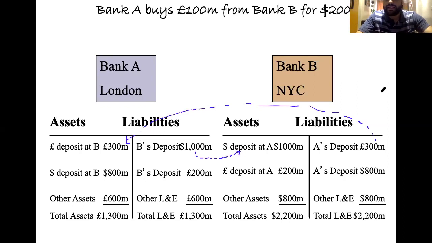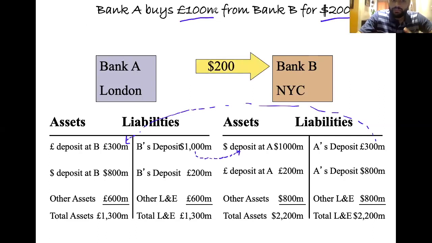So let's say that bank A buys 100 million pounds from bank B, all right, and bank B, which is in New York, will of course transfer dollars because it is in the US, and they will buy the pounds, all right? So bank A is buying pounds from bank B, right? So how are they going to adjust it? Bank A, which is in London, will transfer $200 million to bank B, and bank B will transfer 100 million pounds to bank A, right?